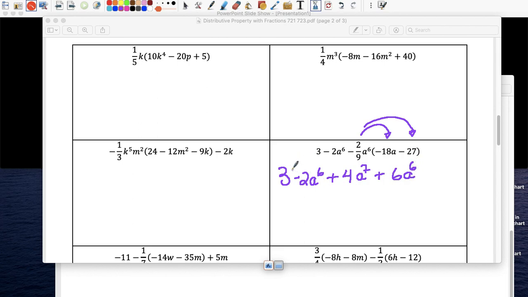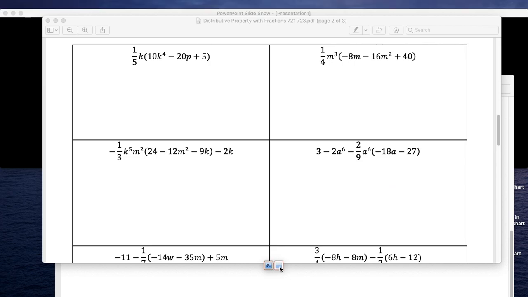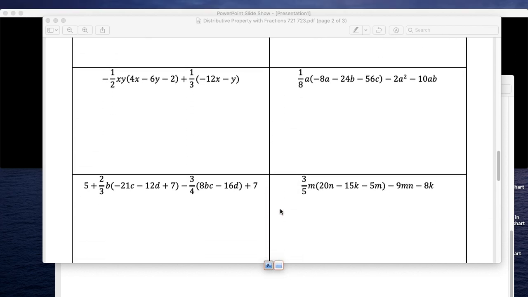Can you combine like terms? Yeah, there's these two you can combine. So in order of exponents, 4a to the 7th and then plus 4a to the 6th and then plus 3. Now it gets easier, simpler.